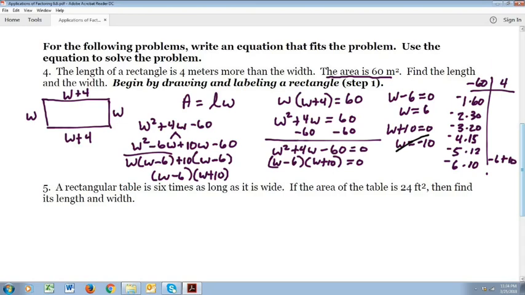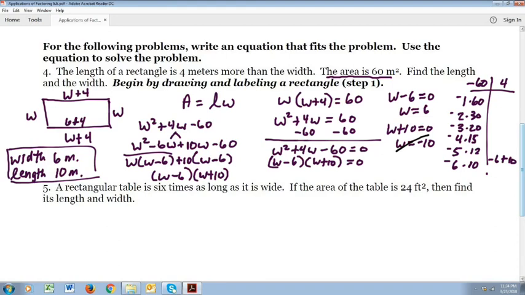So you can see that the width is 6, and it looks like we're working with meters here. And the length, remember that was w plus 4, so basically 6 plus 4, and we're going to get 10 meters. And by the way, 6 times 10 is 60, and notice 10 is 4 more than 6, so that does work. So it's very easy to check these.